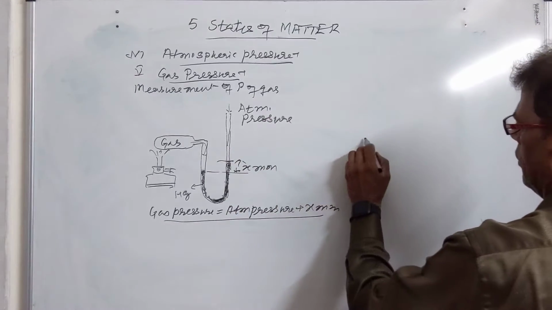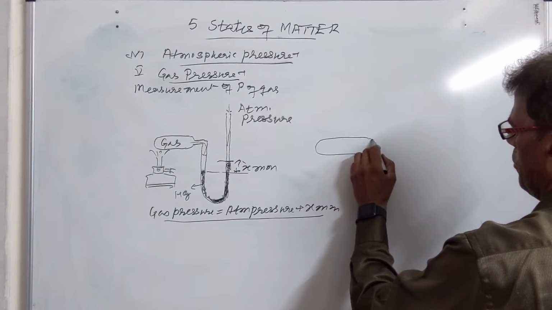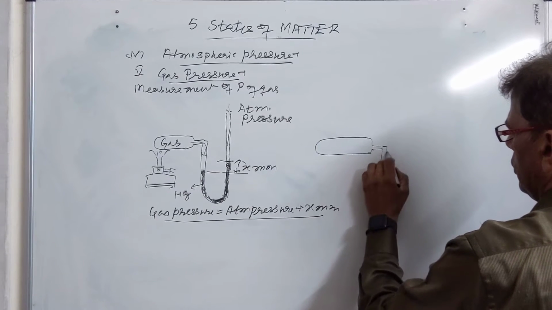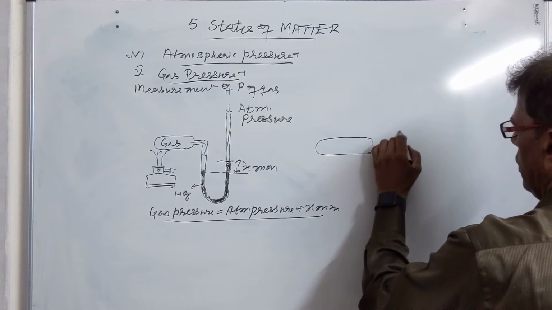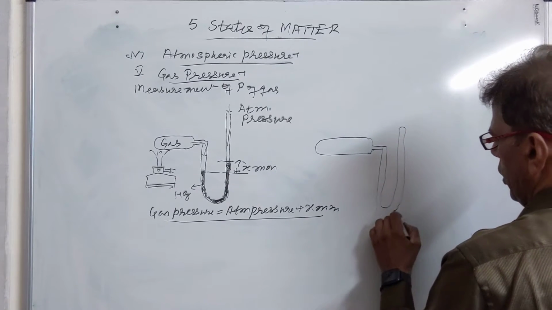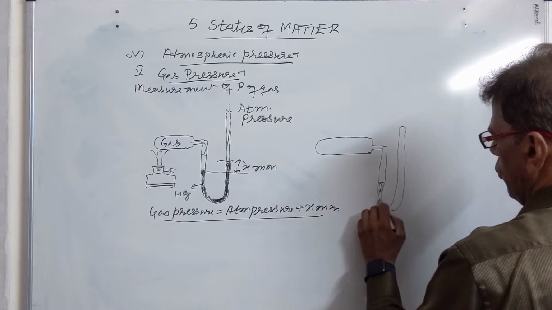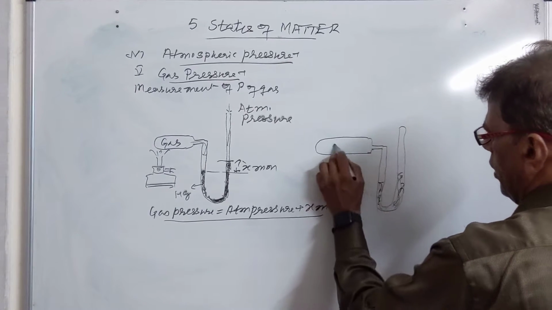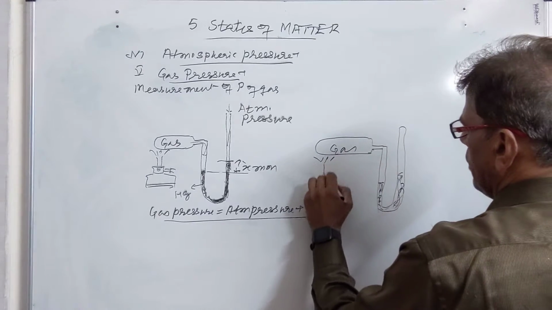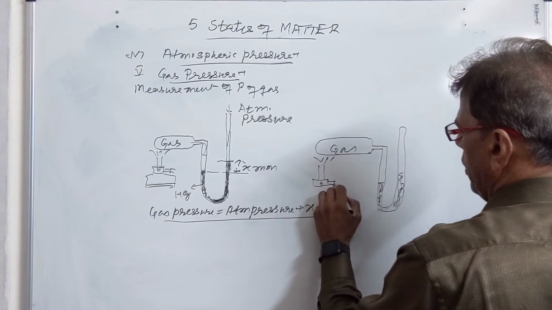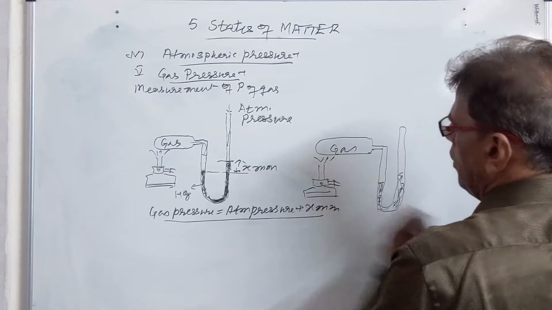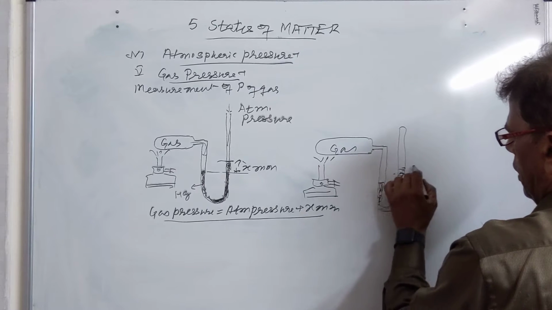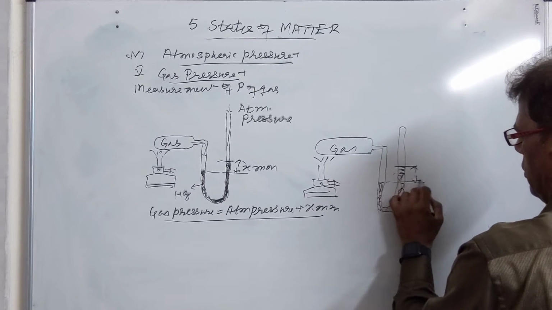If we are having a closed end manometer, this is the gas sample. Now this tube is joined to another U type tube which is closed from the upper side, and this U limb has the mercury. When the gas sample is heated in this chamber with the help of a burner, the gas expands and pushes the mercury in this limb. The difference in the mercury levels here.